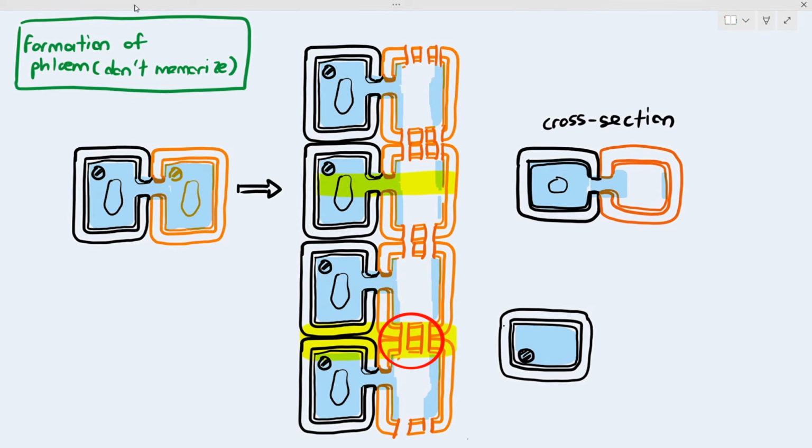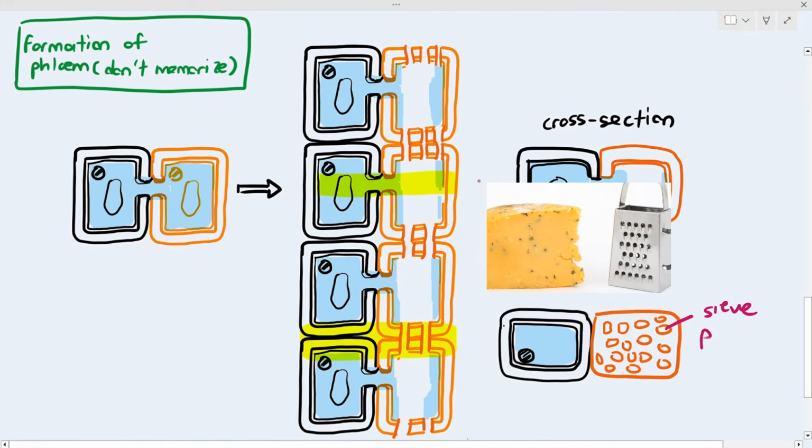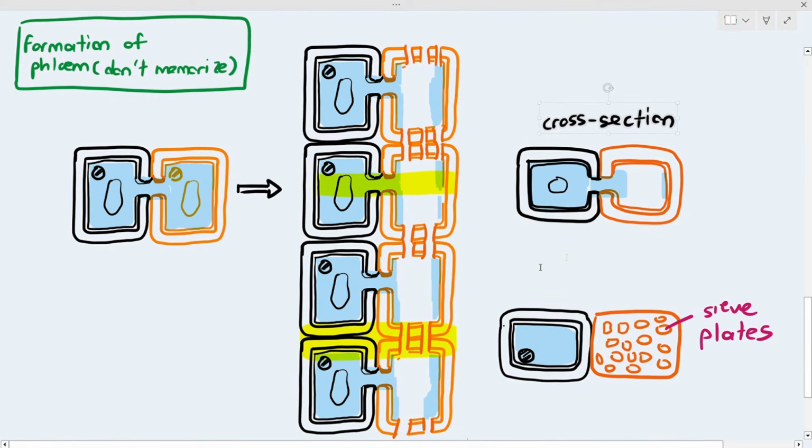How does the sieve plate actually look like? The sieve plate looks like a cheese grater, doesn't it? And the sieve plate just has those tiny little holes to allow transportation to happen. That's what the sieve plate actually looks like, by the way. So the sieve plate is just the broken pieces of cell wall. It's not totally broken. There are some tiny little holes that form the sieve plate.